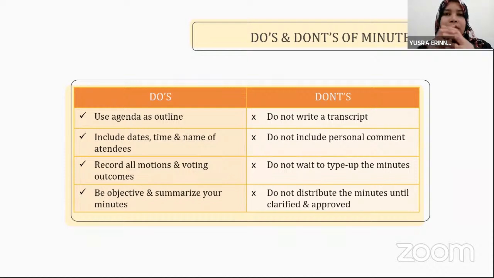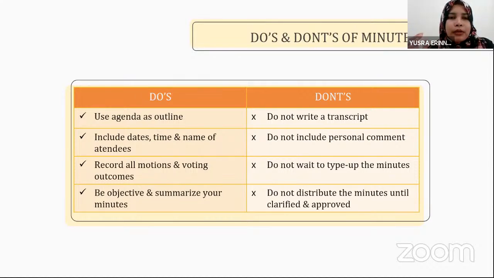So you need to use the agenda as the outline. The agenda, of course, first is the one that we showed just now: approve meeting minutes from the previous one. Then what are the agendas for this meeting, and what is the new business being discussed, all relevant business. Things like that. And then you need to include dates, time, and names of the attendees. That is very, very important.